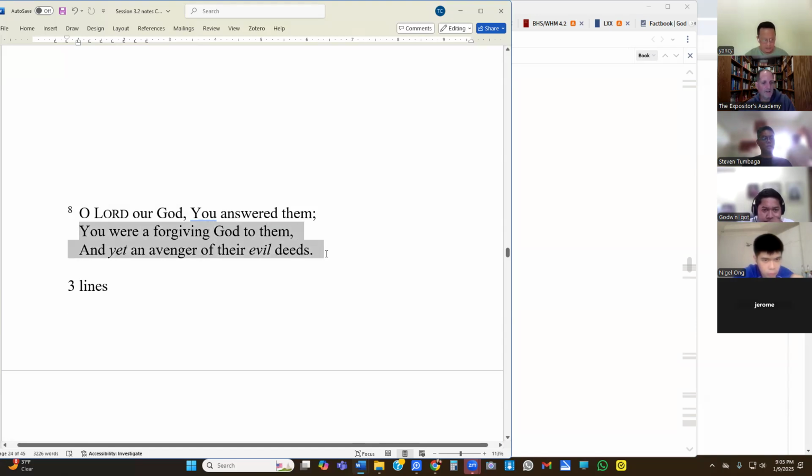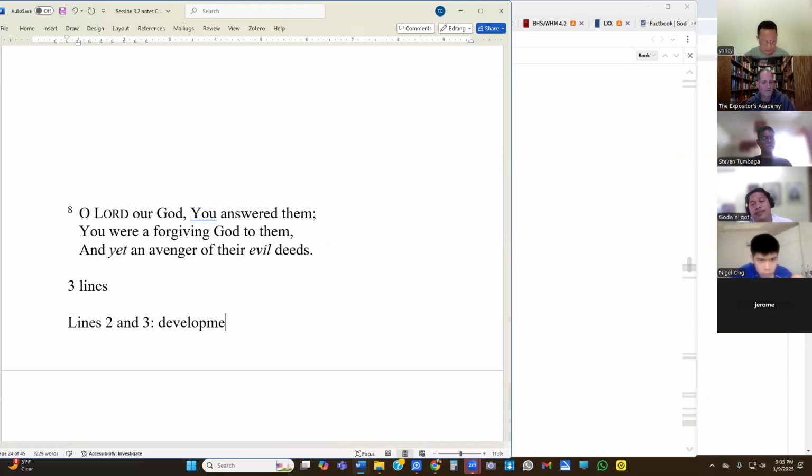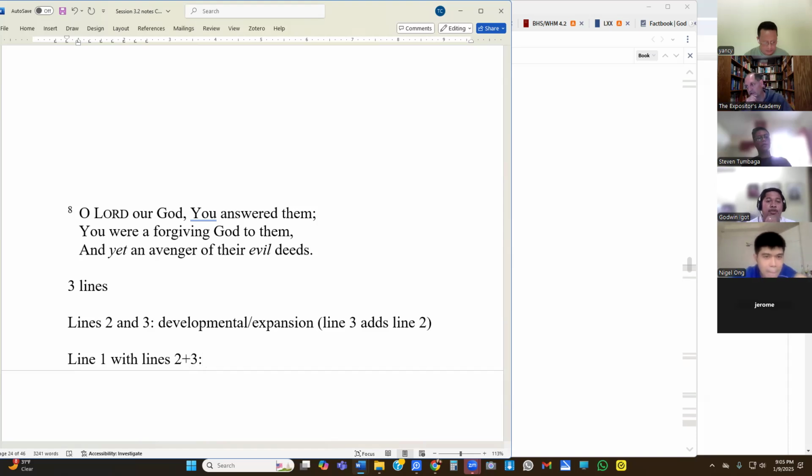You are a forgiving God and an avenger of their evil deeds. So I would say for lines 2 and 3, it's developmental expansion. Line 3 is adding to line 2. Now, what's the relationship between line 1 with lines 2 and 3? That one's a little bit more of a challenge. It could be illustration, in that it's showing how God answered them. Yes, both in forgiveness and avenging.